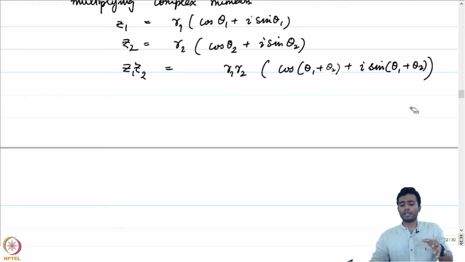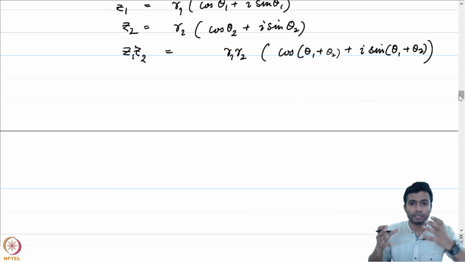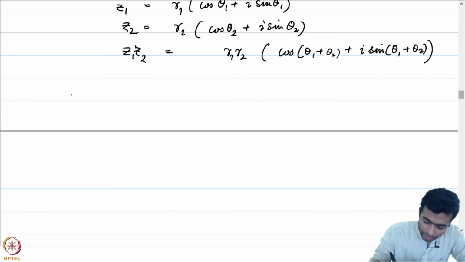The polar coordinates are not very handy when it comes to adding complex numbers. When we want to add two complex numbers, it's better to use the Euclidean coordinates. Here it will become far more complicated, but for multiplying, the polar coordinates are very useful. Now let's discuss the theta and the r that comes up.